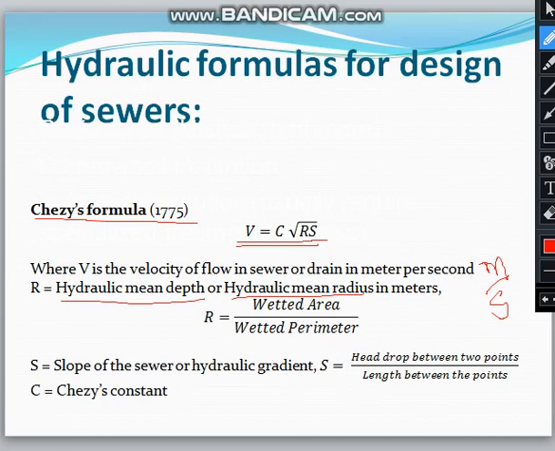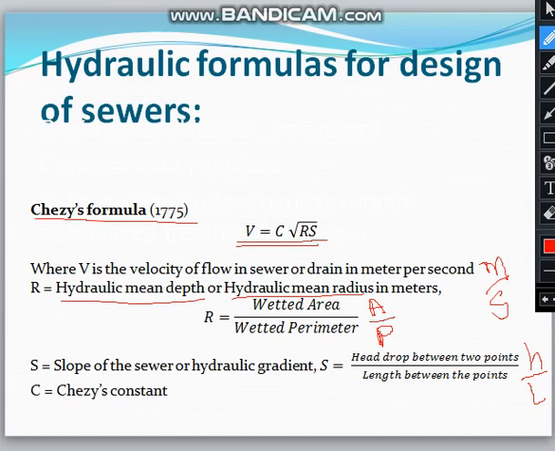Capital R, hydraulic mean depth, is equal to wetted area by wetted perimeter. So in open channel flow, we'll discuss the hydraulic radius for various sections like rectangle, circular, triangular. For these sections, the wetted perimeter and wetted area will be known in open channel flow. Okay. S is the slope of the sewer or hydraulic gradient. S is equal to the head drop between two points by the length between the two points, h by L.